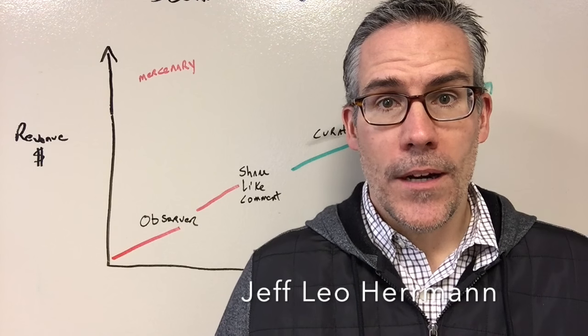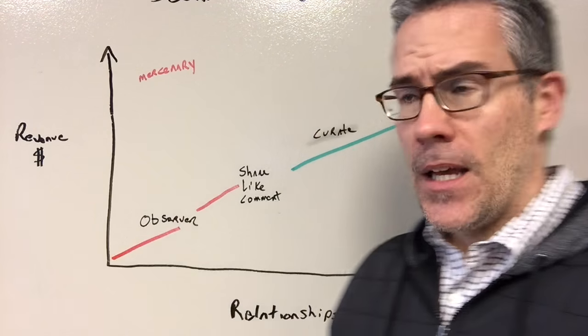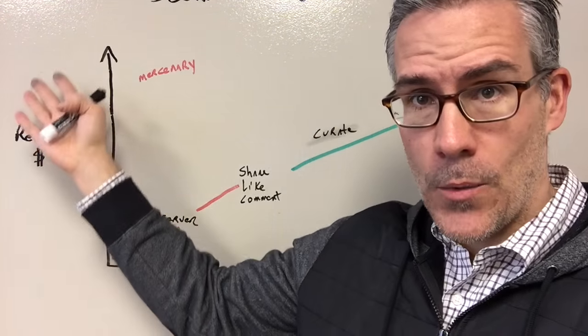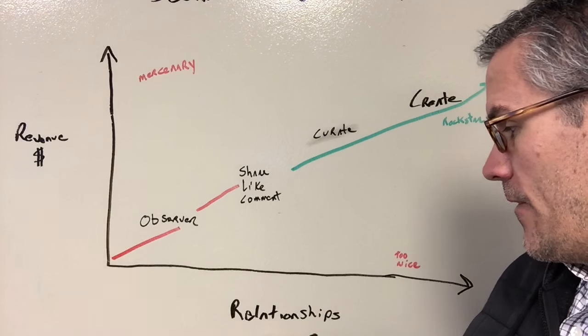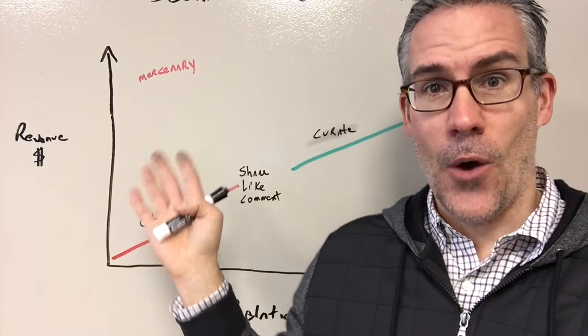Question, where are you on the social selling maturity curve? Let's take a quick look. On the y-axis, we have revenue, we want more. On the x-axis, we have relationships. And of course, up and to the right in this situation is always better.